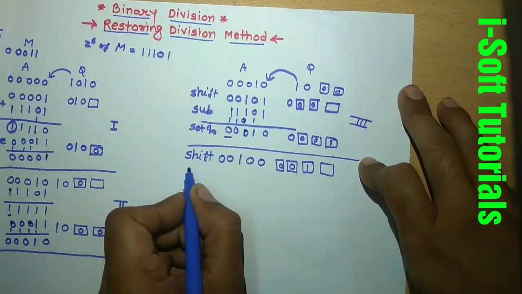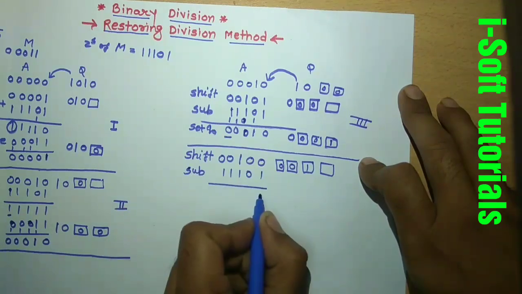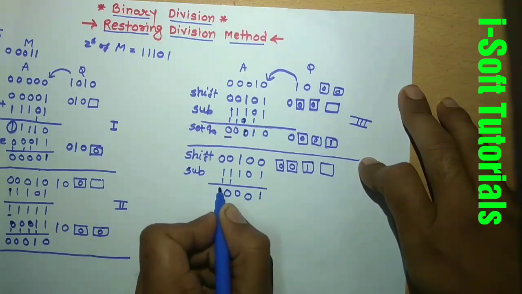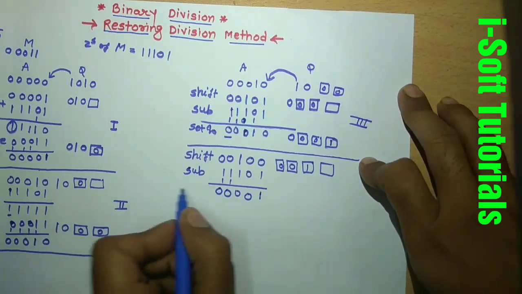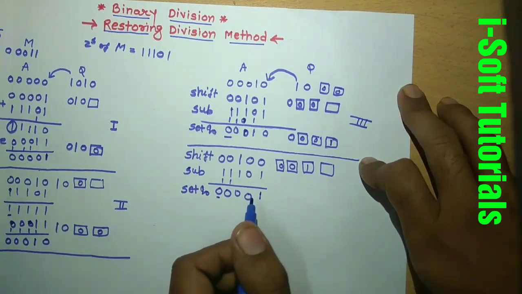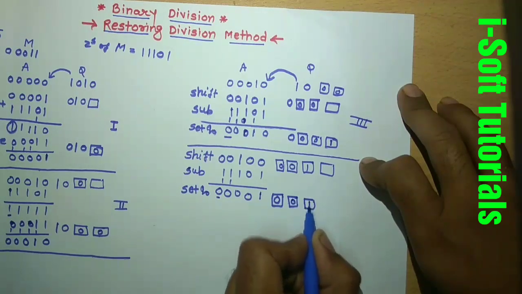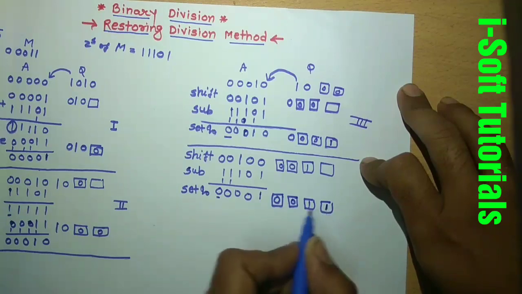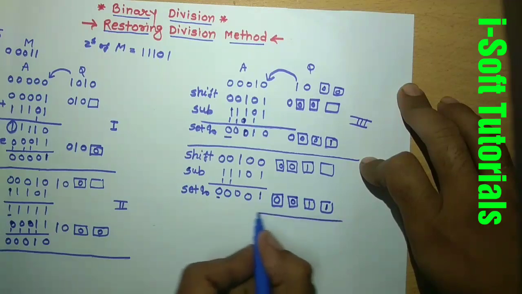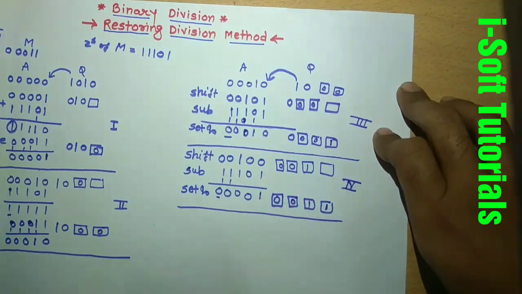Then perform subtraction, 1 1 1 0 1. Subtract it. So we'll get 1 0 0 carry 1, 0 carry 1, 0, carry is neglected. Again set Q0. So our step says that if the sign bit is 0, then we will set the Q0 bit as 1 and we will not perform any restoring of A. So this is our fourth step.